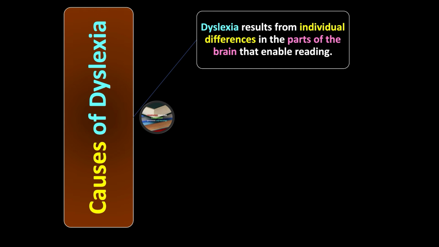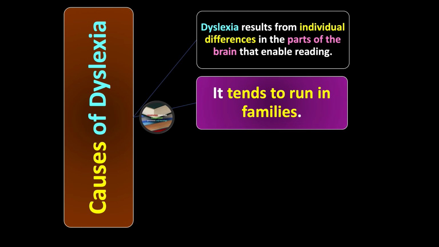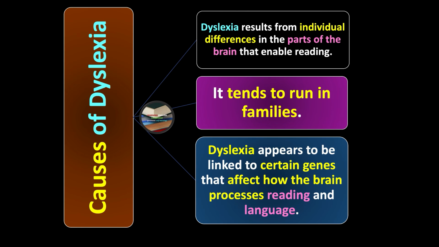We continue our discussion. We have now causes of dyslexia. Dyslexia results from individual differences in the parts of the brain that enable reading. So different children will have different ways in which the brain functions and disables them from reading something properly. It tends to run in families. Sometimes dyslexia may be genetic, that is to say, dyslexia appears to be linked to certain genes that affect how the brain processes reading and language. That's why we say it tends to run in families.